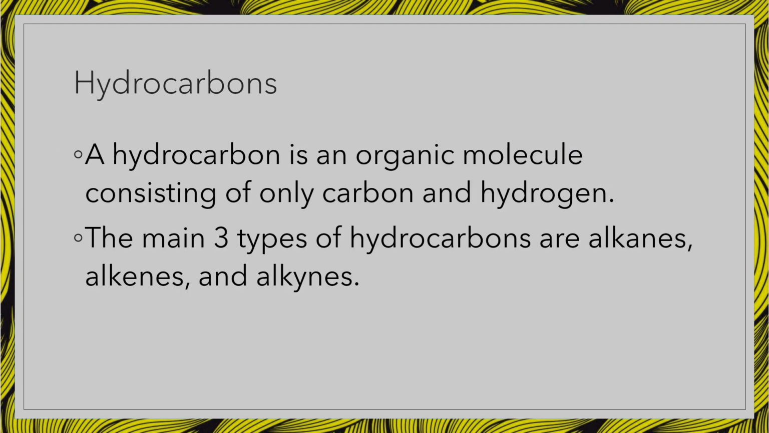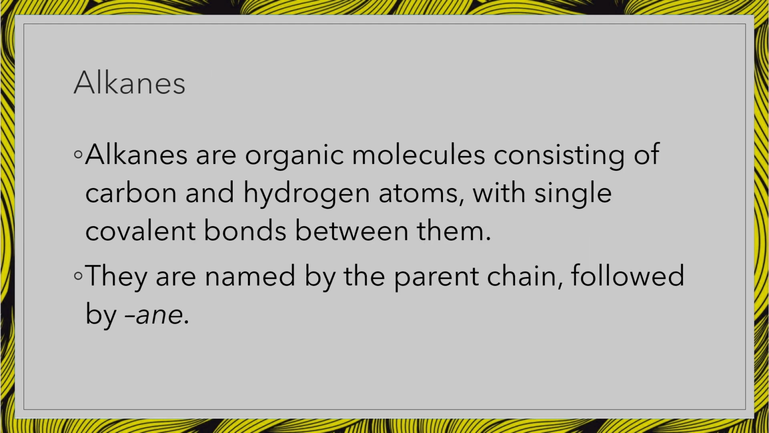Now, hydrocarbons. What is a hydrocarbon? It's an organic molecule consisting only of carbon and hydrogen. And the main 3 types of hydrocarbons are alkanes, alkenes, and alkynes. An alkane is an organic molecule consisting of carbon and hydrogen with single covalent bonds between them. They're named by the parent chain followed by -ane.